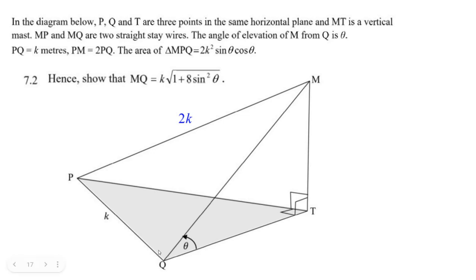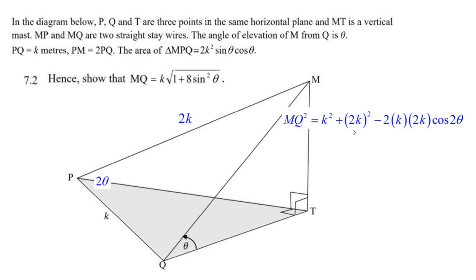And if we're trying to figure out MQ, and we've got two sides, and we know this angle in between is 2 theta, then it must be the Cos Rule. So that's what we're going to do. We're going to go MQ squared must equal K squared plus 2K squared minus 2 times the two sides multiplied together times the cosine of the angle in between. That's the Cos Rule. It's kind of like Pythagoras, a squared plus b squared, but there's this little minus 2ab times the cosine of the angle in between. There's your little correction factor.